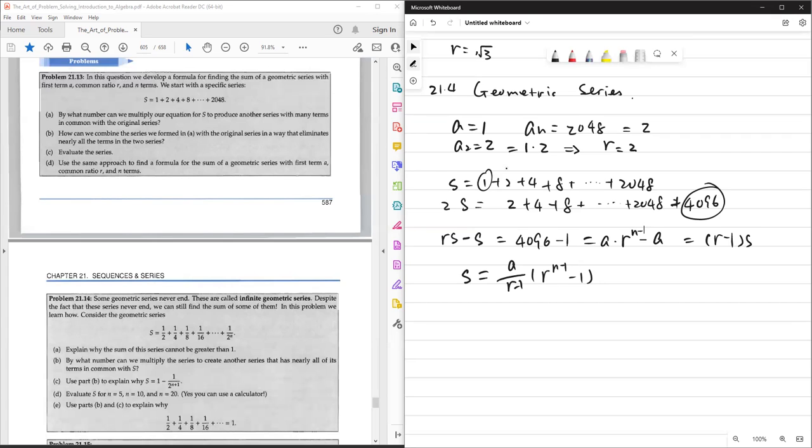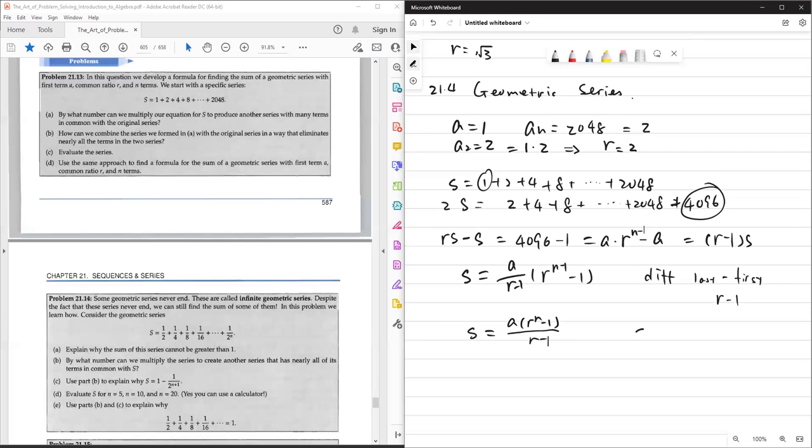So the way to describe this is the difference between the last term and first term. Last, subtract the first, and divide it by the ratio minus 1. Yeah. Okay. So that's the definition for the series, equals a times r to the n minus 1 over r minus 1.